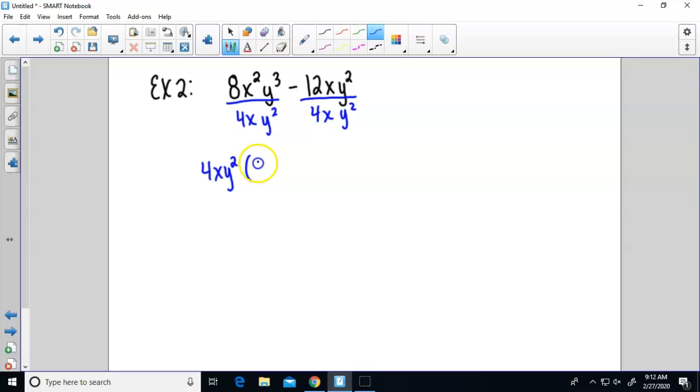8 divided by 4 is 2. X squared divided by x is just x. 3 minus 2 here, I just get y to the first. And then for my 12, 12 divided by 4 is 3. X over x cancels. Y squared over y squared cancels, so I just have a 3 there.